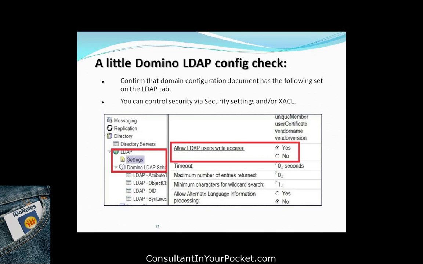But you'll want to be sure that the LDAP settings in the admin client are set to allow LDAP users write access. This is really important. Additionally, you'll want to make sure that whatever ID you're going to be using to update Domino has the appropriate security in the ACL of the names.nsf. So if you're using extended ACL, make sure that those settings filter down to the LDAP side of the extended ACL.